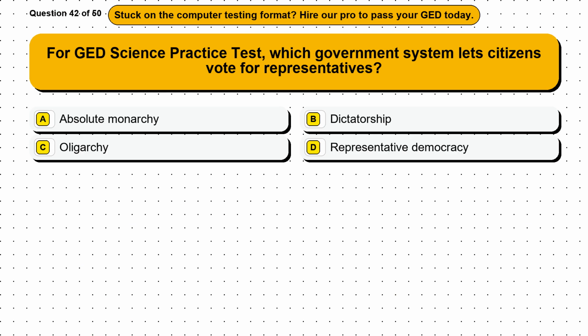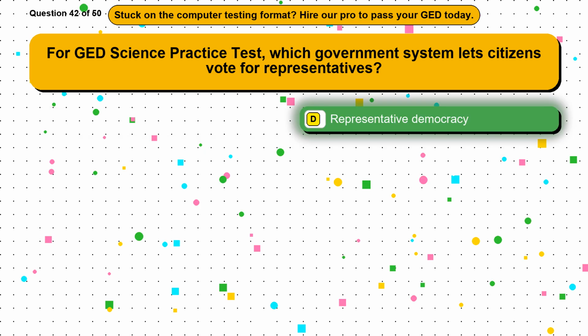Question 42. For GED Science Practice Test, which government system lets citizens vote for representatives? Option A, absolute monarchy. Option B, dictatorship. Option C, oligarchy. Option D, representative democracy. The correct answer is option D, representative democracy.